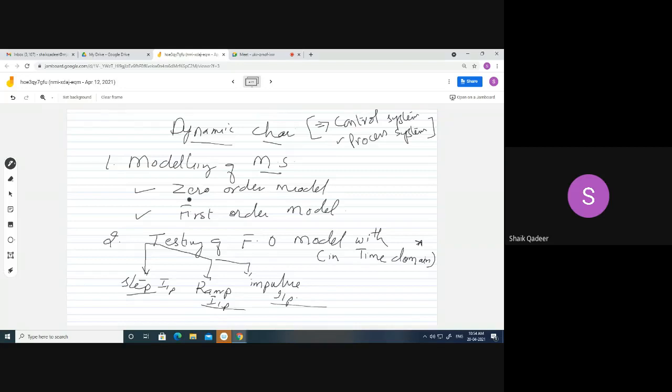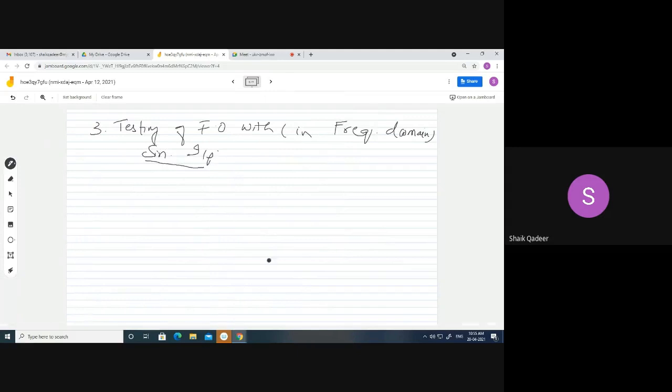After seeing the modeling of measurement system or transducer, we will go to the next topic, which is testing of only the first order measurement system model. But in the control system subject and process control subject, you will see testing of second order models also. This testing we will do in two domains, as I already discussed: one in time domain and another in frequency domain.